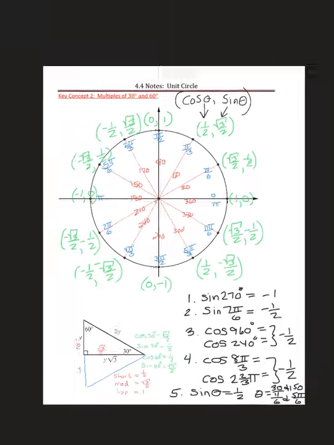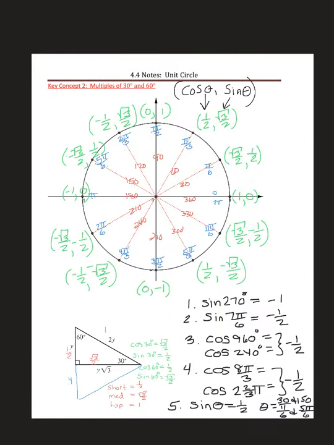So this video introduces the special right triangle 30, 60, 90 and how we use that to find sine and cosines of any multiples of 30 and 60 using the unit circle.